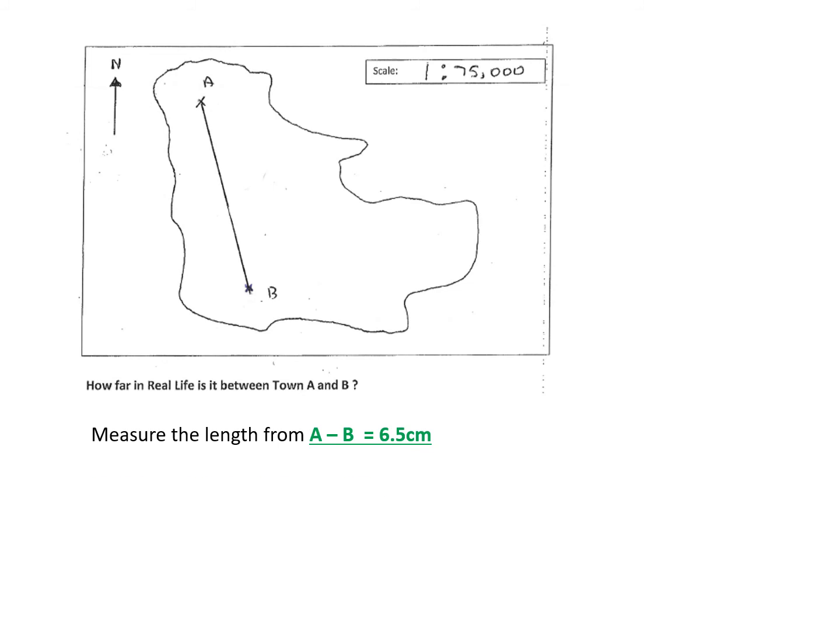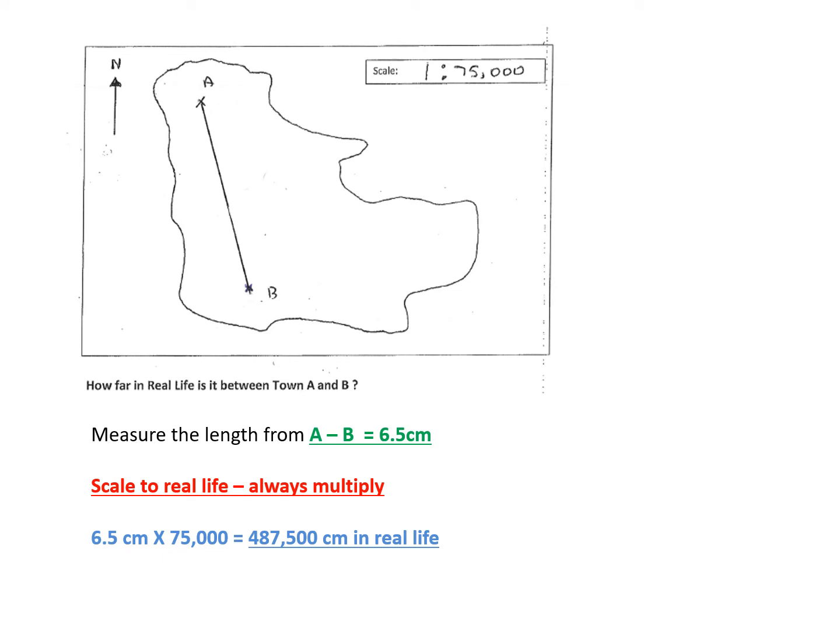So then what I do is multiply the 6.5 centimetres by the scale of 75,000, because it's 75,000 centimetres bigger in real life. So when I do that, I get a real life distance between the both towns of 487,500 centimetres.